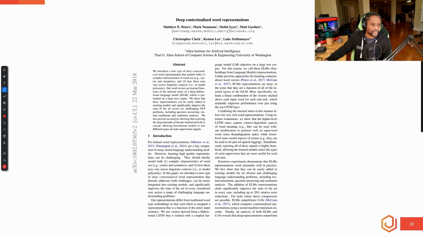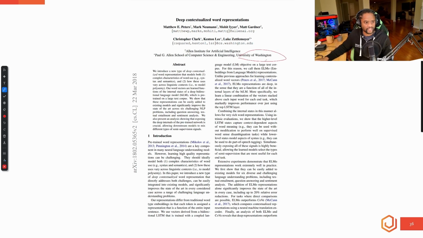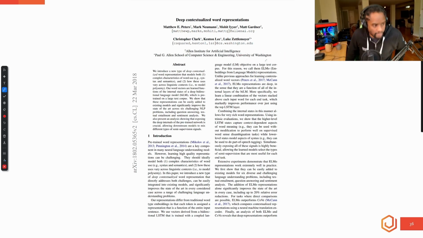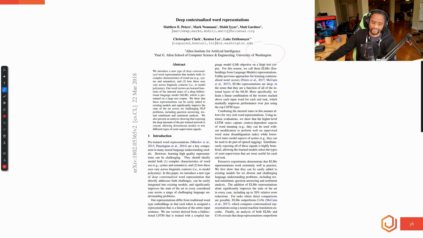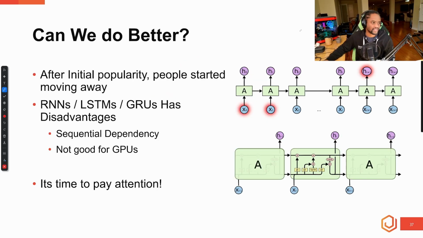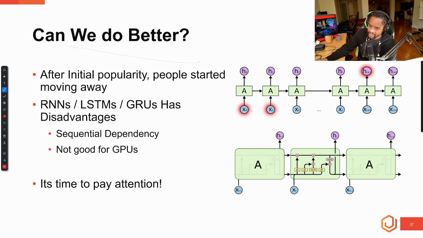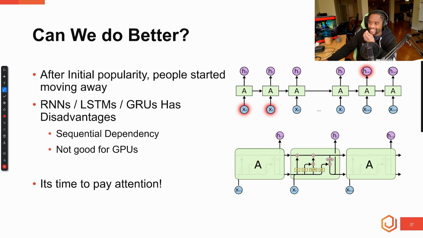This one's interesting too because it came from the University of Washington. So this one came from academia. Most of this stuff comes from Google or whatever, but this was an academic one. It took over. People were just using this for a while. But then, can we do better? What happened next? Ooh, well, there's an issue with LSTMs, guys.